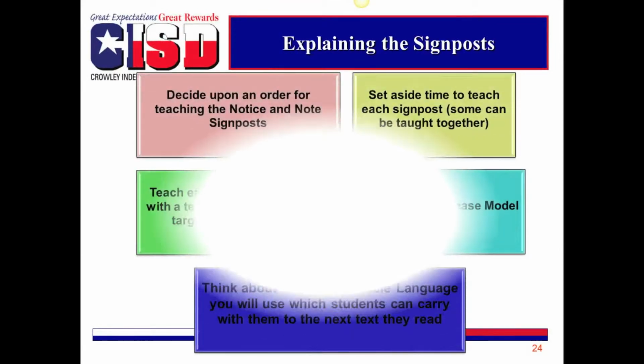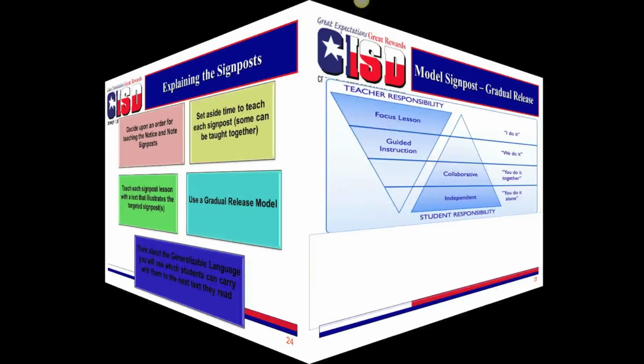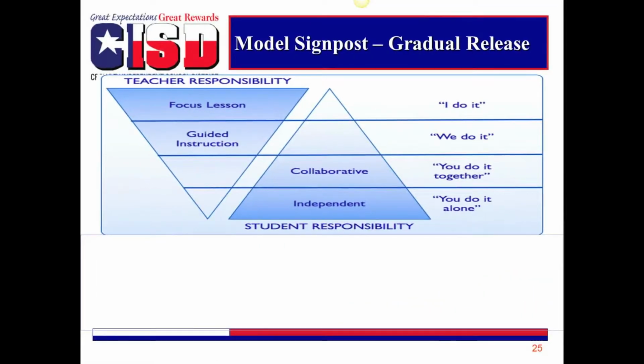To explain the signpost, decide upon an order for teaching the notice and note signposts. Set aside time to teach each signpost, and some can be taught together. Teach each signpost lesson with a text that illustrates the targeted signposts. Use a gradual release model, and think about the generalizable language you will use, which students can carry with them to the next text they read. The gradual release model works well with this close reading strategy. You will demonstrate, then turn over part of the task to the class, have them collaborate, and then they will do it on their own.